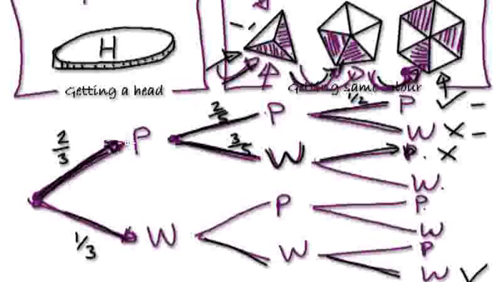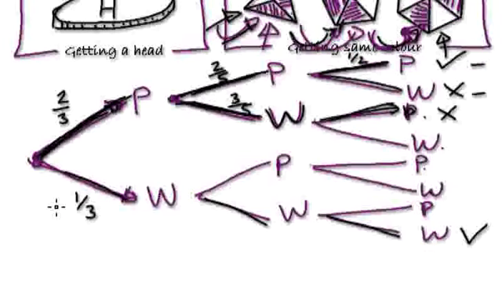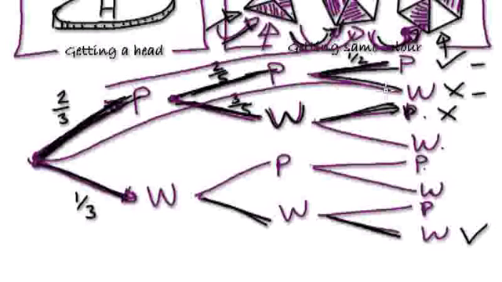But the thing is, I don't really care about all these routes here. We only care about purple, purple, purple, and then we care about white, white, and white. So we only care about two branches: this whole branch here, and this white, white, white branch down here.